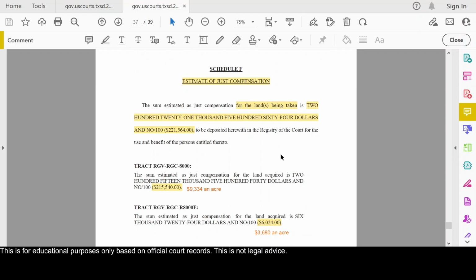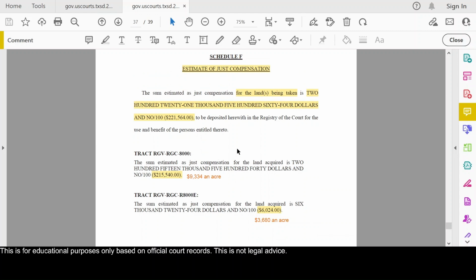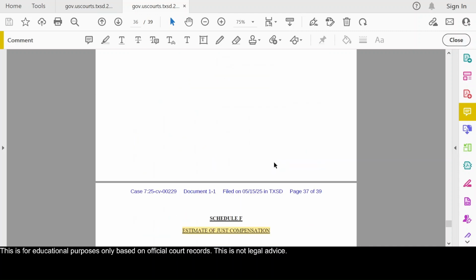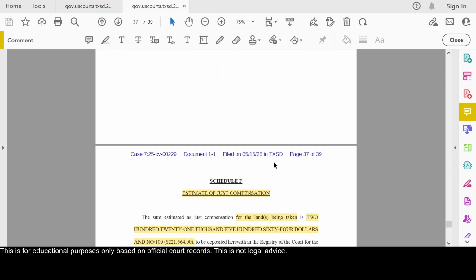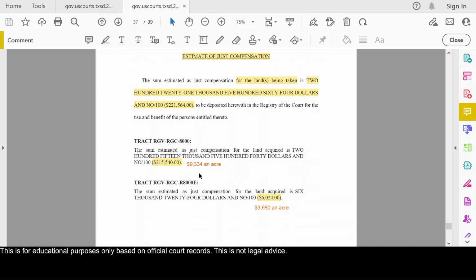They're saying just compensation based on comparables. What are they really basing it on? What does the underlying data look like? They're saying the compensation for the land being taken is $221,564. When you look at the land itself and divide it by the number of acres, if I remember correctly, I could be wrong, but I think it was about 24 acres or something like that. So when I looked at it, it came out to about $9,334 per acre.